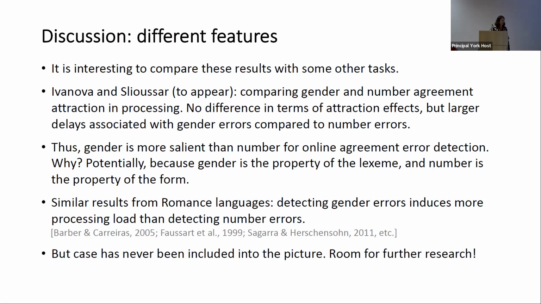And actually, there are similar results from Romance languages showing that detecting gender errors induces more processing load than detecting number errors. But case, because Romance languages do not have a well-developed case system, case has never been included into this picture. And this gives us a lot of room for further research on languages like Russian and other languages that have agreement in all the three features. And of course, we are also eager to take different tasks, maybe to do some EEG studies to see how these different features are computed in different tasks and show themselves in different measures. Thanks a lot.